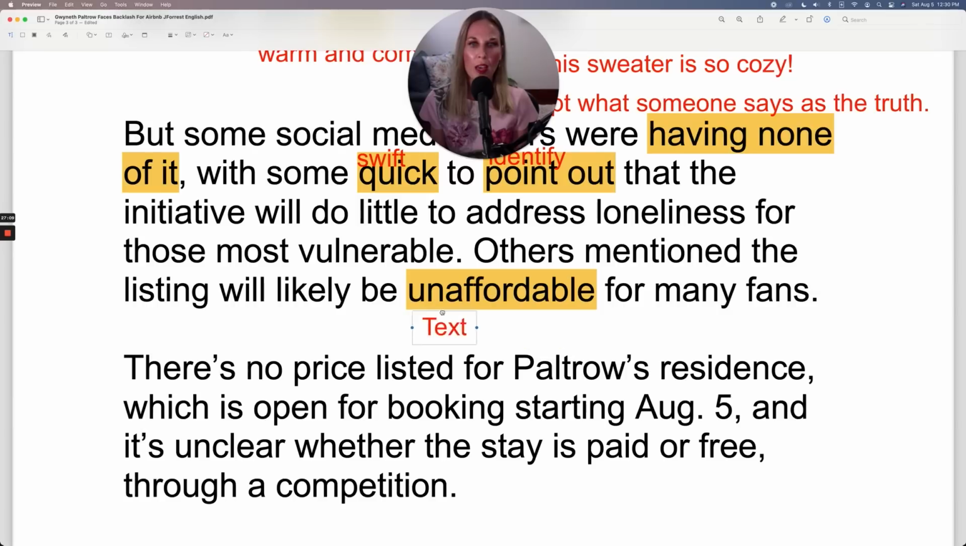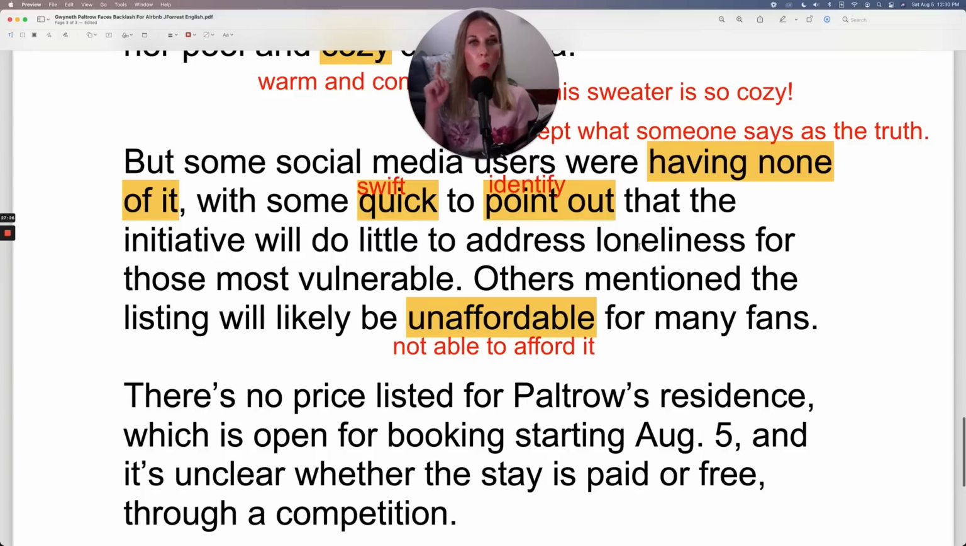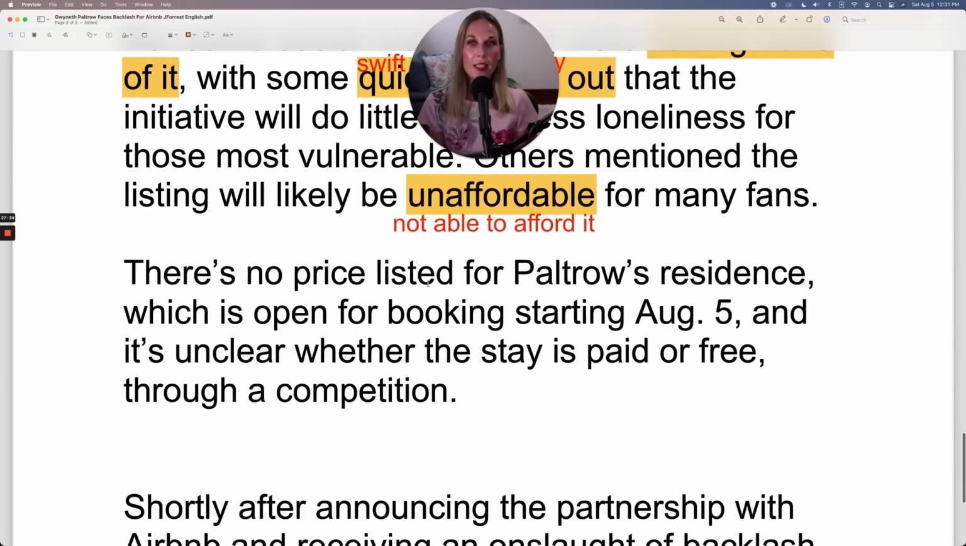But I'll just show you that alternative to be. And notice this is be unaffordable, not able to afford it. Will be unaffordable for many fans. Okay, so this is the reason for the backlash. It won't address loneliness and it will be unaffordable. Those two reasons. There's no price listed for Paltrow's residence, which is open for booking starting August 5th.